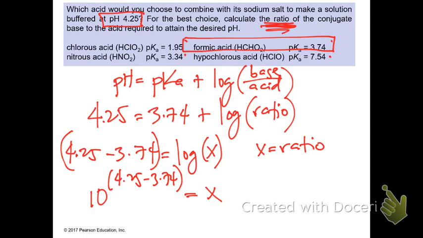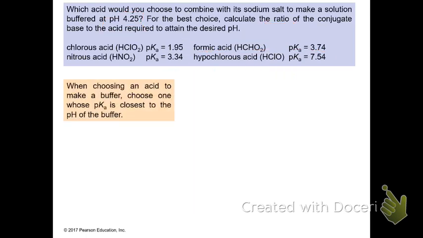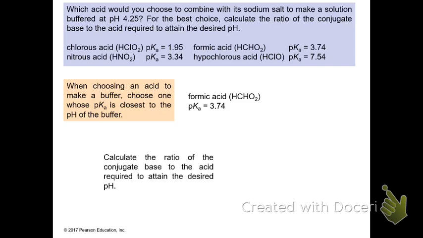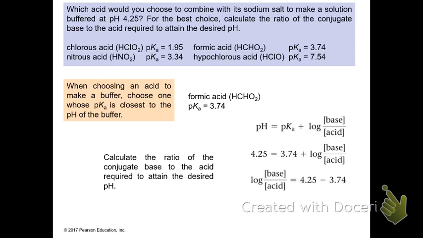Here's a cleaner version. So here's the Henderson-Hasselbalch equation. Plug in the values. pH equals 4.25, pKa of 3.74, and take the difference between the two numbers, which is 0.51, and then 10 raised to the 0.51 will give you the ratio, which is 3.24.